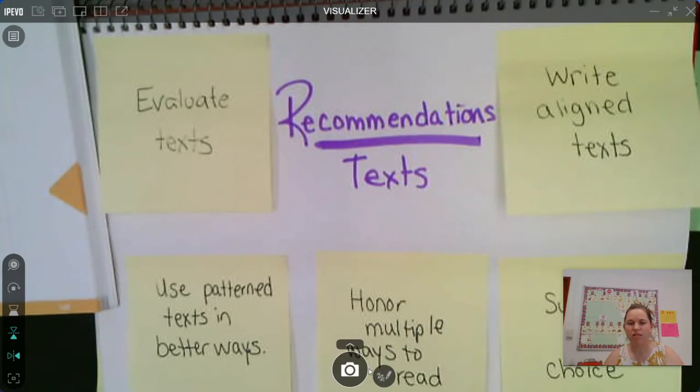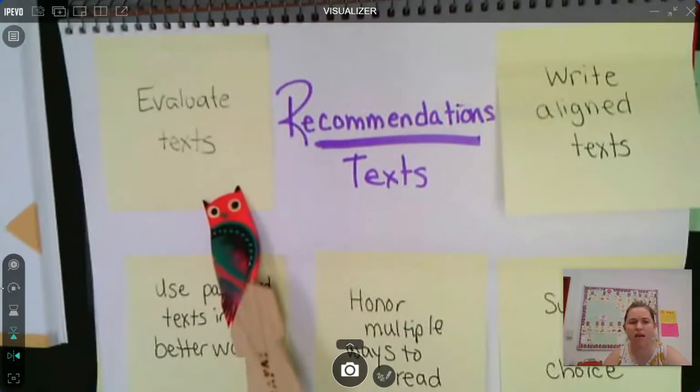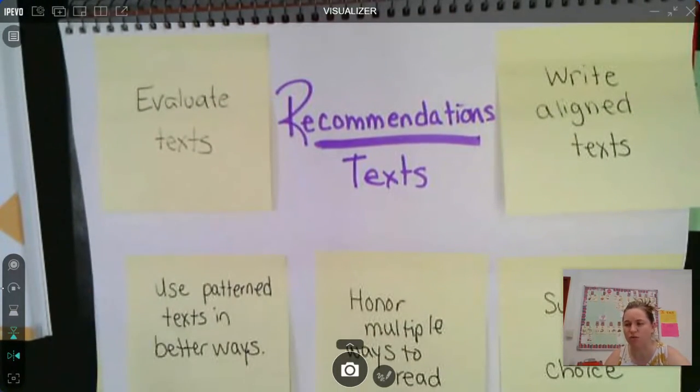Hello, everyone. Today is our last week talking about our book, Shifting the Balance, and today we're talking about some recommendations for text for beginning readers. So our first one is evaluate our text. We talked last week about those different tensions, trying to find something that's in the middle of decodability versus pattern versus high frequency, all those different tensions.